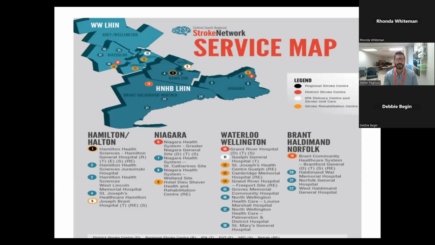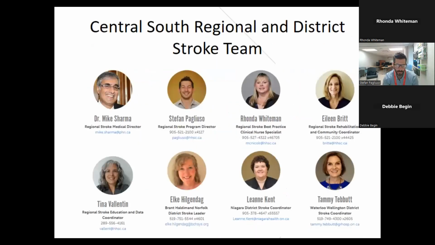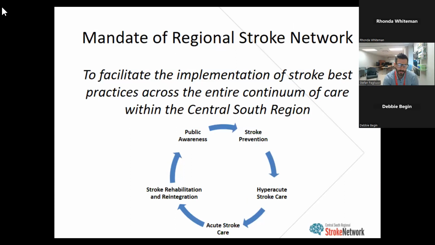Okay. And so if I was to boil it down into really one sentence, the mandate of the Regional Stroke Network is to facilitate the implementation of stroke best practices across the entire Central South region and across the entire continuum of care. This is inclusive of everything within the diagram you can see there flowing at the bottom of the screen. Public awareness, ensuring the public is knowledgeable about what stroke is and how to react to it. Stroke prevention, our clinics and strategies. Hyperacute care, as we've talked a little bit about, and we'll talk more about it in a minute. Acute stroke care, and stroke rehabilitation and community reintegration across our region.